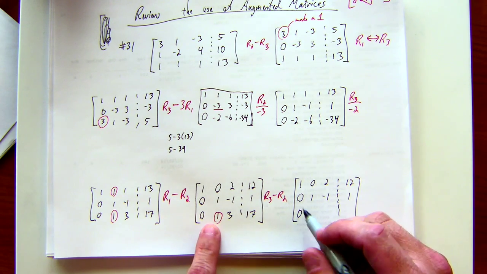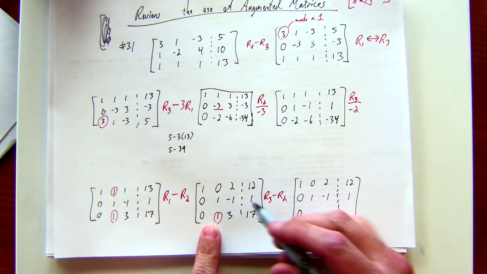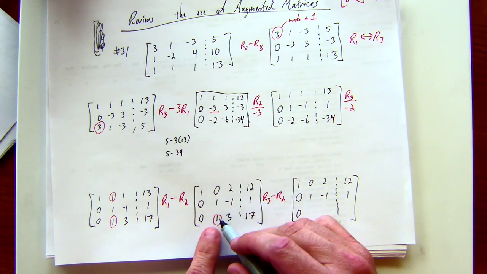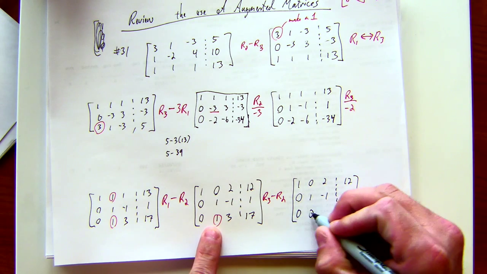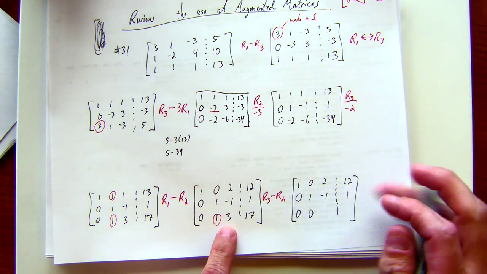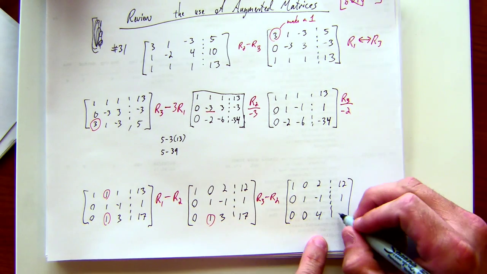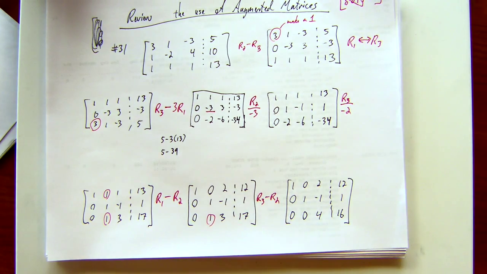So sometimes you have to ask yourself, which one of these rows do I want to subtract? But I'm doing row 3 minus row 2. 0 minus 0 is 0. 1 minus 1 is 0. That's good. 3 minus a negative 1 is 4. 17 minus 1 is 16.